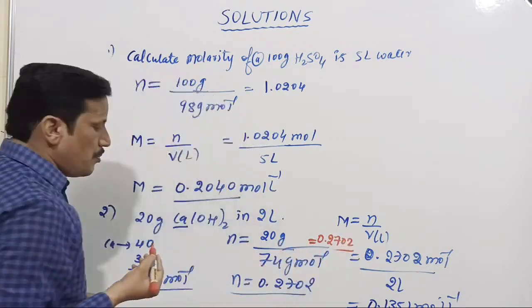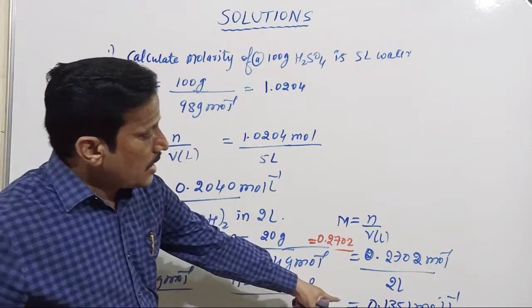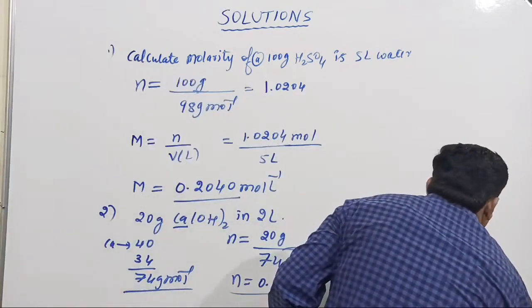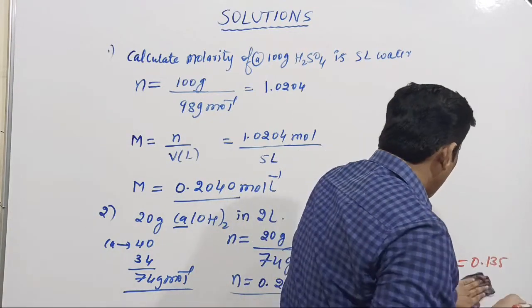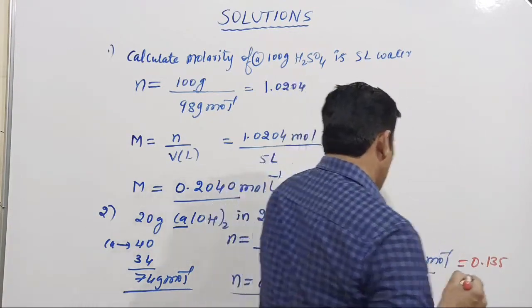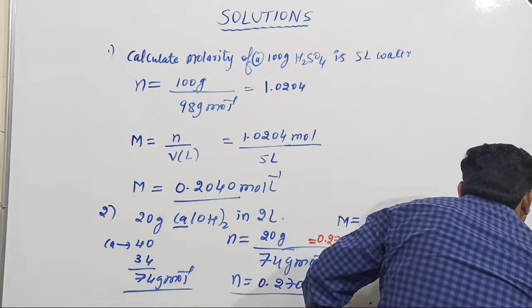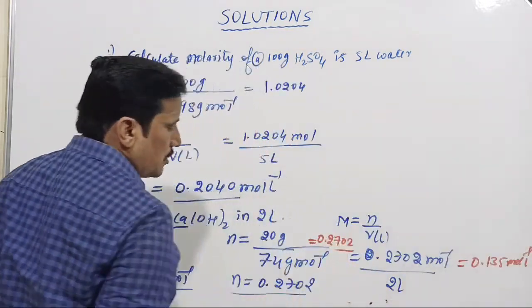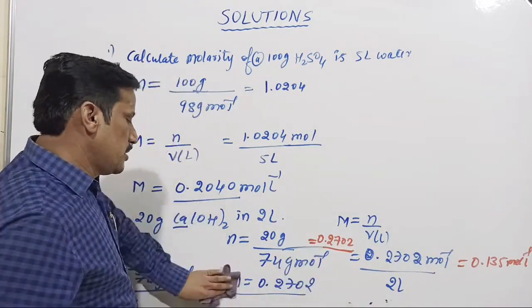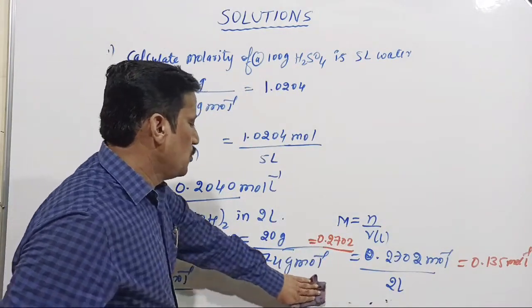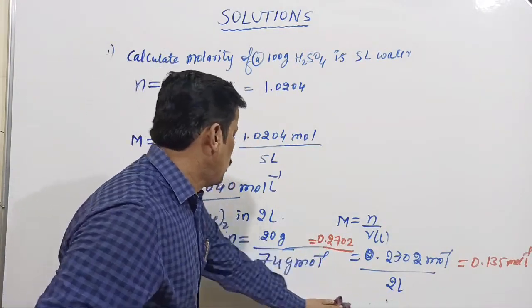0.2702. 0.2702, and on this side the answer is 0.135. The answer is in moles per liter: 0.2702 mole per liter. The answer is right. Number of moles divided by what?